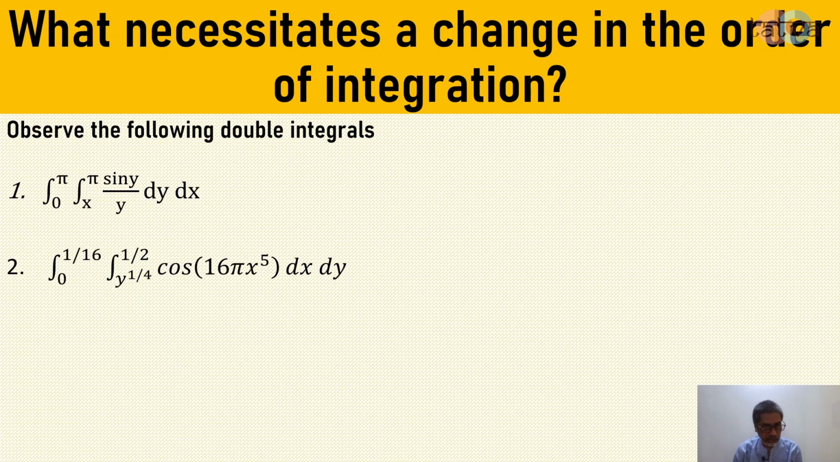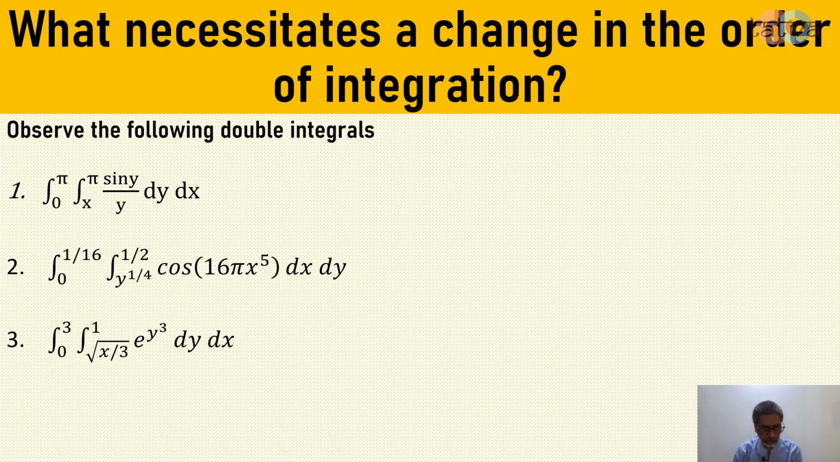In this second example, we have inner limits that are functions of y. Therefore, these limits have come from an Ry region, and therefore the order of integration is dx dy. But imagine you are integrating the function cos(16 pi x^5) with respect to x, for which we do not have analytical solutions. Therefore, this should also make you think probably a change of order of integration is necessary.